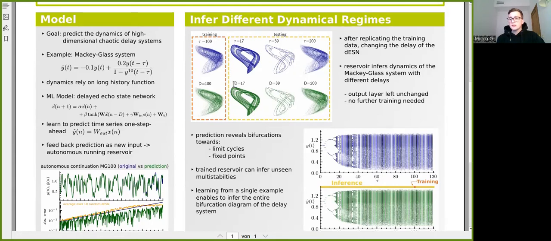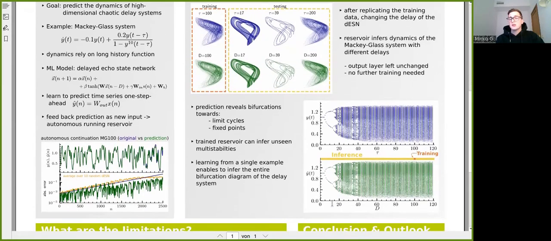What we observe is that now our reservoir really can predict the chaotic attractor of the Mackey-Glass system with a delay of 17, while it has not learned how this attractor actually looks like. We further can go to different delay lengths like 39 or 200, and without changing the output layer or without any further training, we can really predict different delay lengths. This goes so far that we can entirely predict the bifurcation diagram of the delay system using only a single training example.